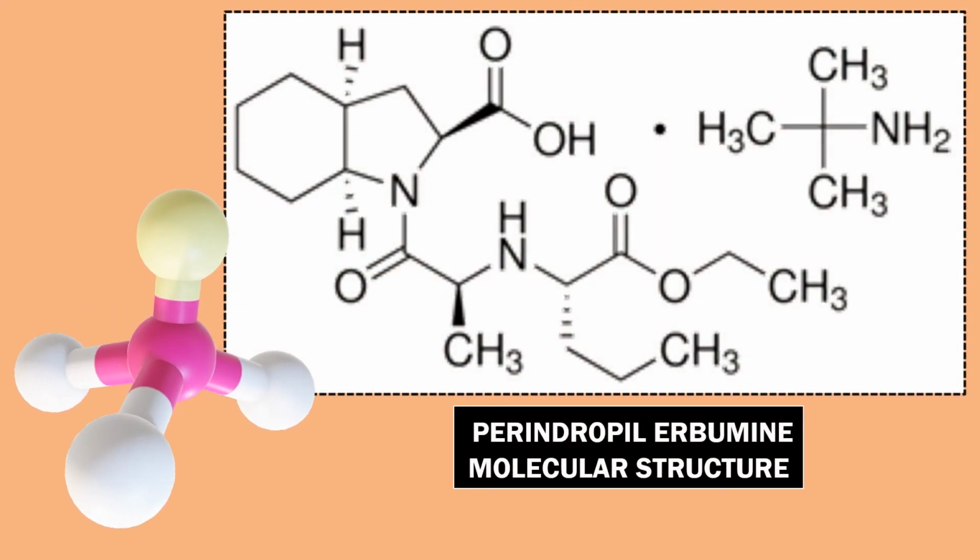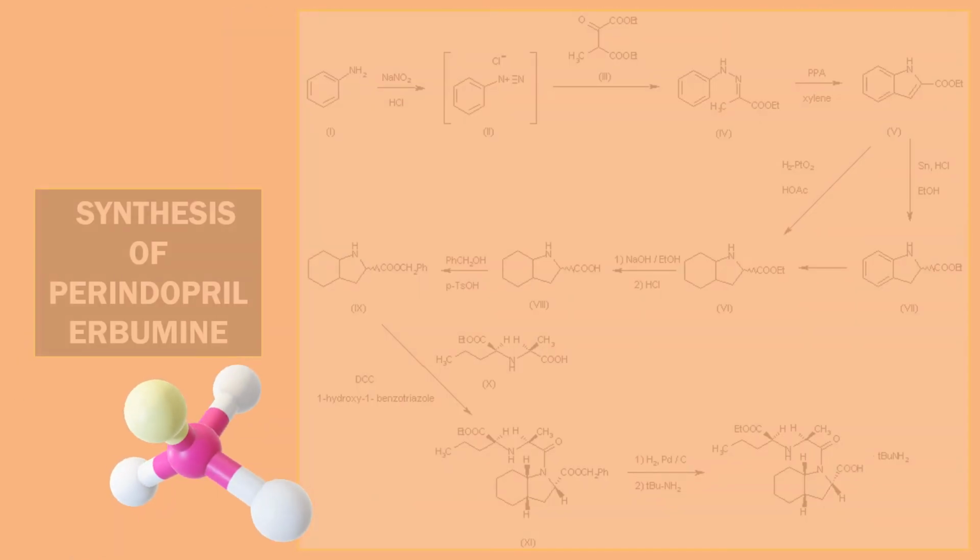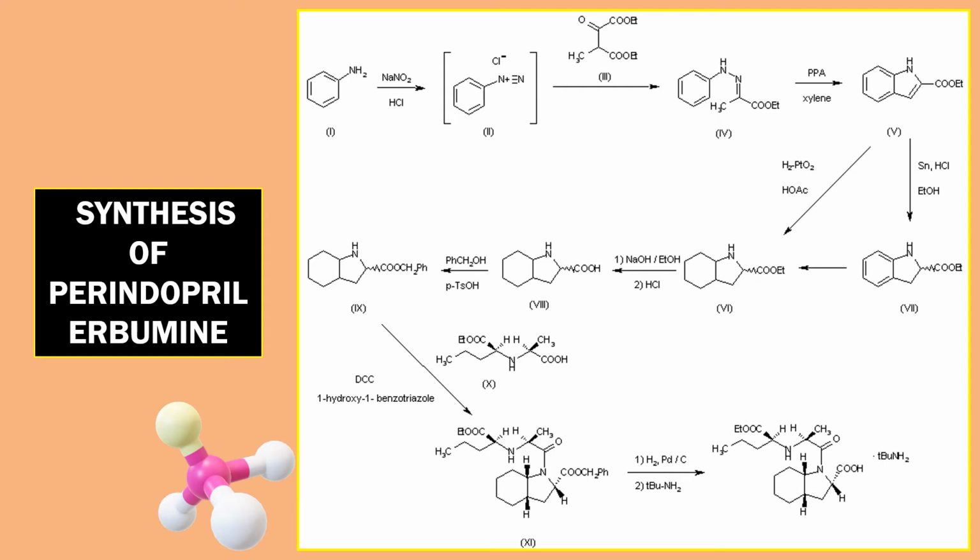This is the perindopril ERBUMINE molecular structure. This is the synthesis process of perindopril ERBUMINE. All of these reactions will happen, and lastly, we can get the perindopril ERBUMINE.